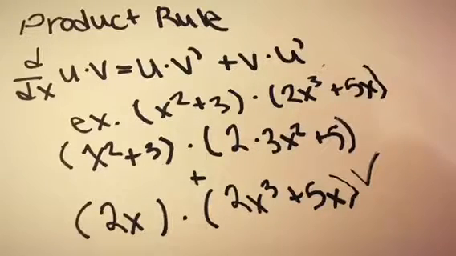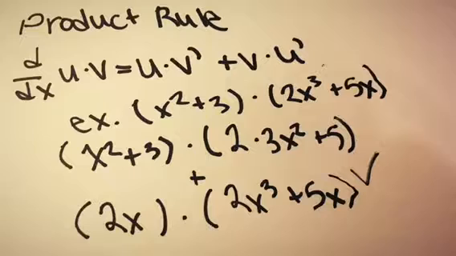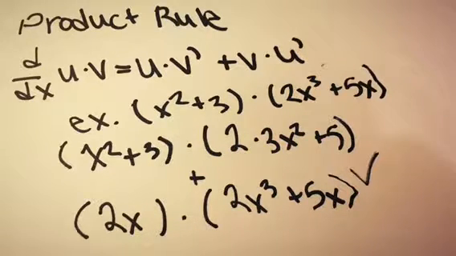The product rule is d over dx of u times v equals u times the derivative of v plus v times the derivative of u. An easier way to remember this is first times the derivative of the second plus second times the derivative of the first. For example, if you have the function d over dx of x squared plus 3 times 2x cubed plus 5x, you would need to use the product rule because you have two functions that are multiplying together.